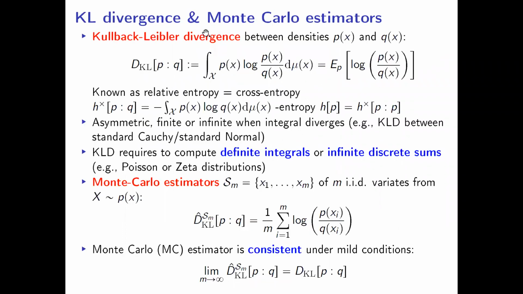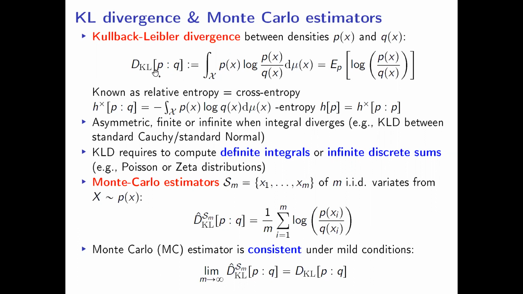So the Kullback-Leibler divergence is a separable measure of distortion between two densities P and Q, defined by this definite integral formula. This formula can also be expressed as the expectation with respect to P of a log density ratio. The Kullback-Leibler divergence is also known as a relative entropy because you can express it as a cross entropy, which is this formula, minus the entropy, which is a self entropy. And you find this formula again.